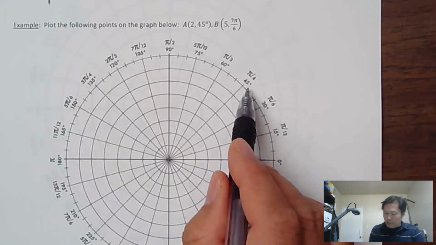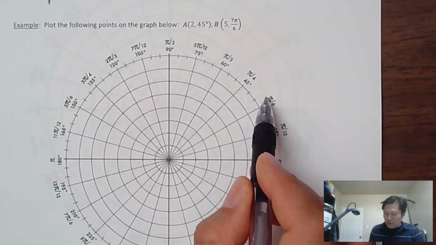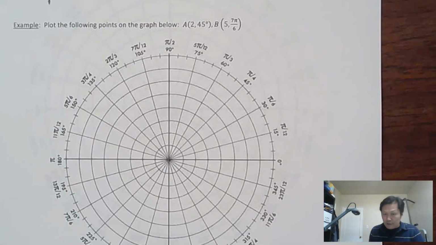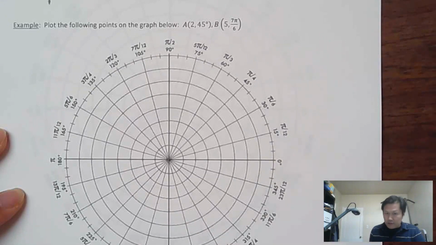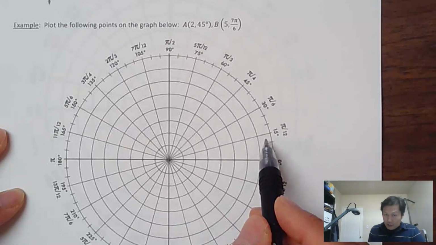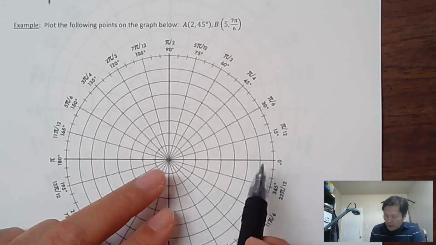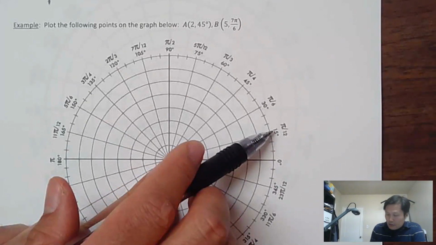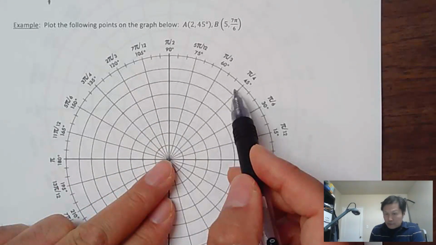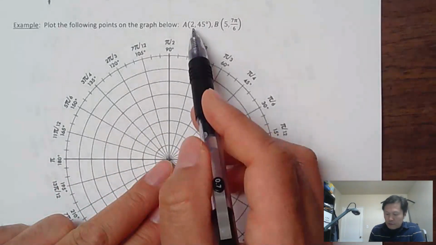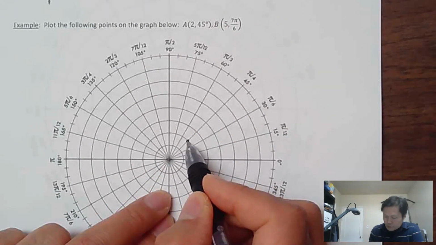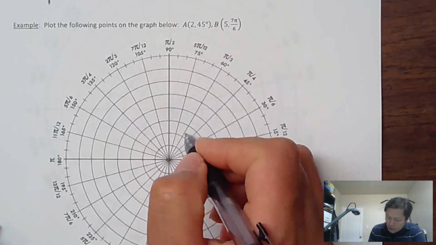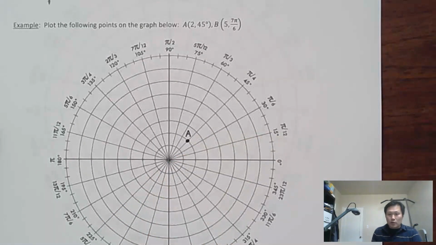We already labeled degrees and the corresponding radians, so it's kind of handy for you. If it's not available, you have to convert from degrees to radians, or radians to degrees. It is all labeled for you. So for 45 degrees, we go 15, 30, 45. So this is the angle. The radius will be 2. Starting from here, 1, 2. You plot that point, label that as A, and you're done.